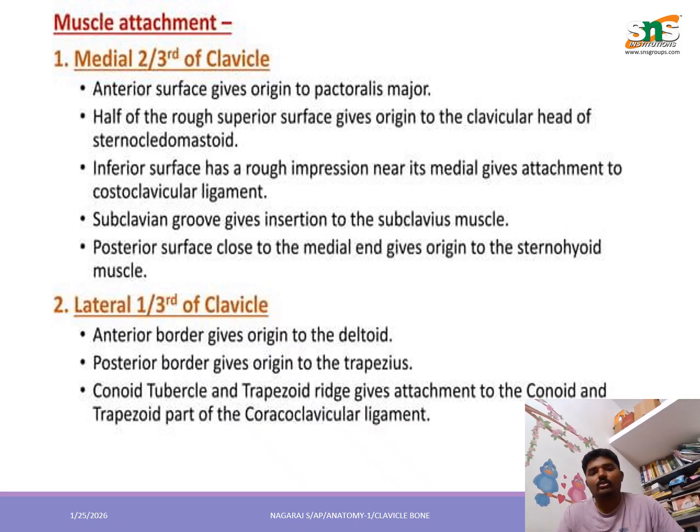Then the lateral one-third of the clavicle. The anterior border gives origin to the deltoid, and the posterior border gives insertion to the trapezius. The conoid tubercle and trapezoid ridge give attachment to the conoid and trapezoid parts of the coracoclavicular ligament.